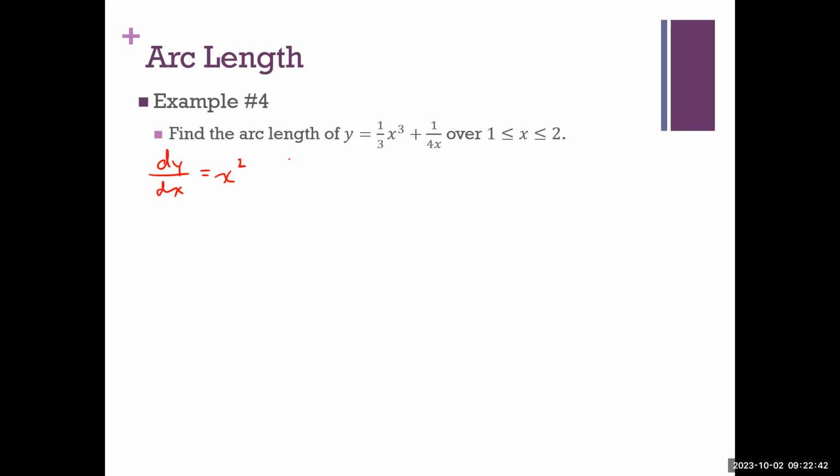What happens with 1/4x? Minus 1/4x squared. We agree? The person who said it doesn't seem sure, so take a look at it. You all said this with pretty close to absolute certainty a little bit ago, right? The derivative of 1/x is -1/x².